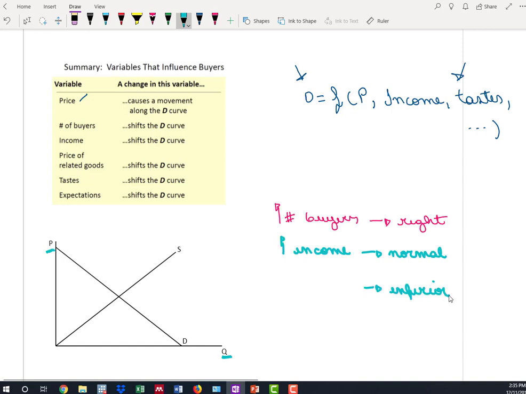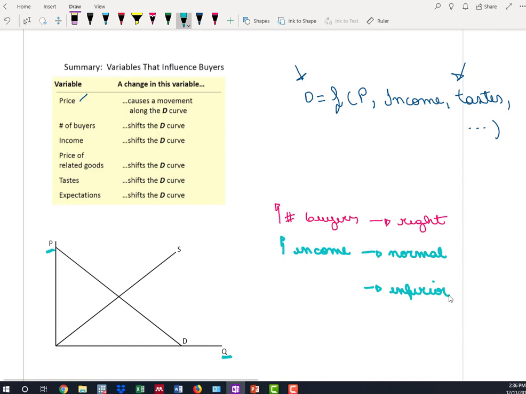Well, as my example of inferior good, I like to use Taco Bell when I was in graduate school. When I was in graduate school, I didn't have any money. I was a broke foreign student. So I used to go to Taco Bell all the time.